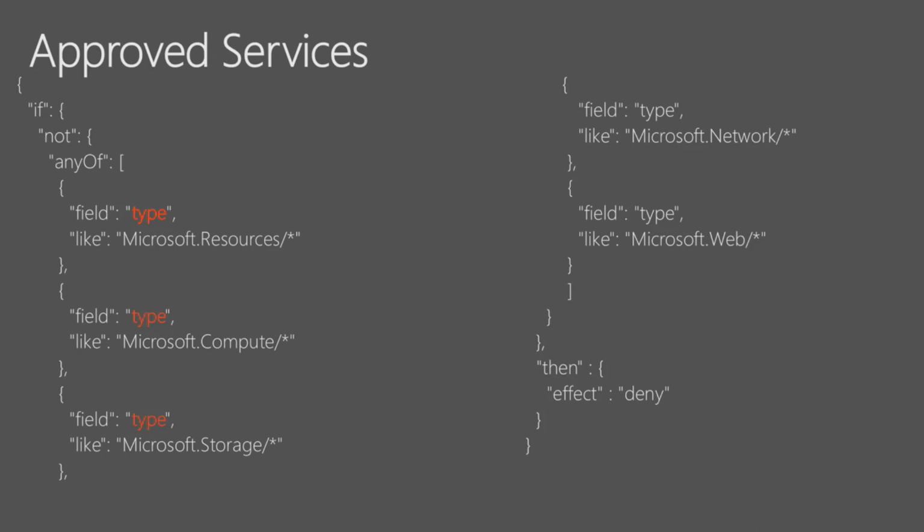This is the service catalog policy. We have many resources, and you want the ability to control what types of resources can be used. We support type as a field, and you can use Microsoft.Resources wildcard, which means everything under Microsoft.Resources. You can also be specific, with a field equal to something like Microsoft.Compute/virtualMachines.